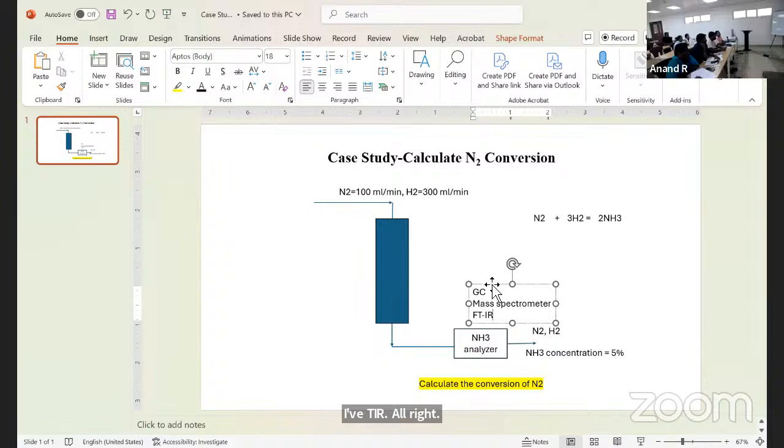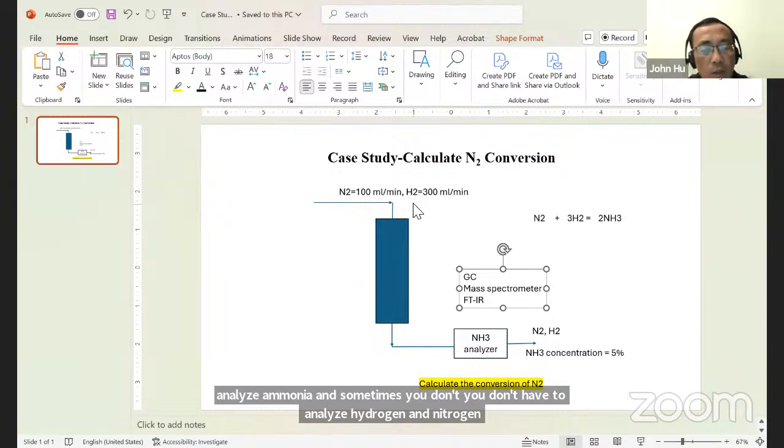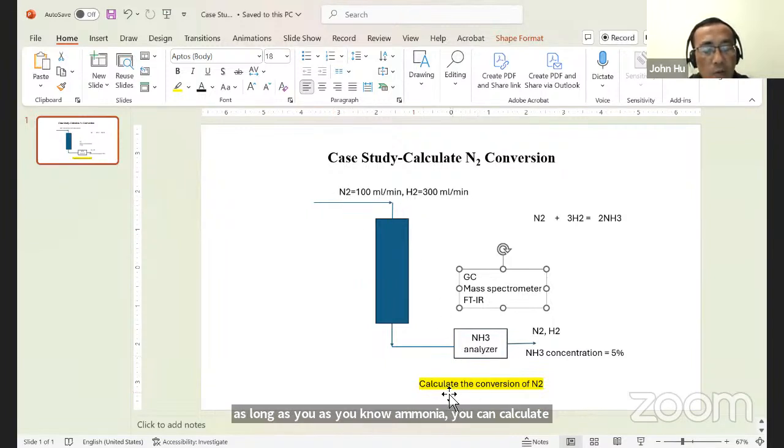Yeah, there's all kinds of instruments you can use to analyze ammonia. The key is you want to make sure you analyze ammonia, and sometimes you don't have to analyze hydrogen and nitrogen. As long as you know ammonia, you can calculate conversion. That's the exercise we are going to do next.